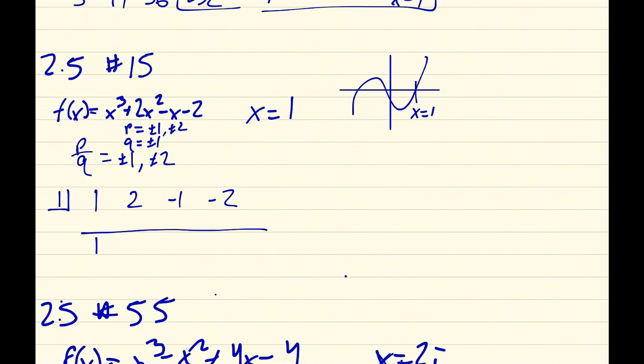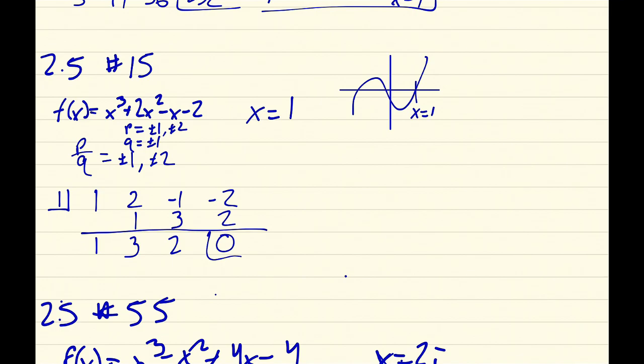So drop that first one. Always multiply by the number in the box. So when we multiply by 1, we get 1. Add those two together, we get 3. Multiply that by the 1 in the box, we end up with 3. Add those together, we get 2. Multiply that by the 1 in the box, we get 2. Add those together, we get 0, which is good because that verifies that it actually is a 0.